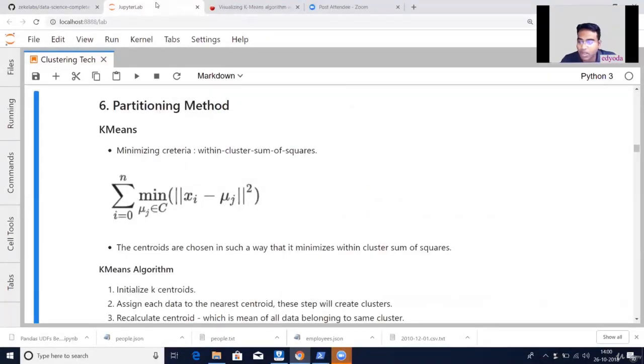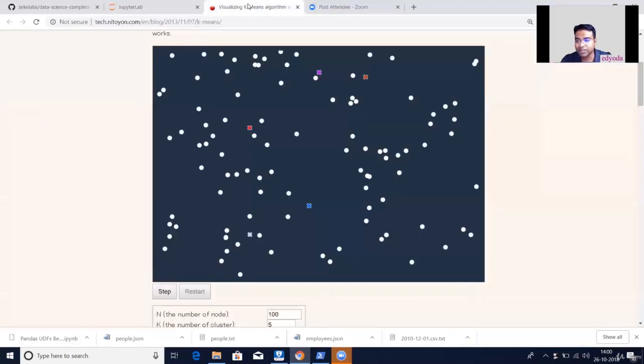Partitioning method. Let's understand k-means. Okay, so let's understand this with the visualization. Thanks to the folks who created this. Say we have 100 points here. You can see those white points, 100 points. And what we want to do is create 5 clusters out of these 100 points.